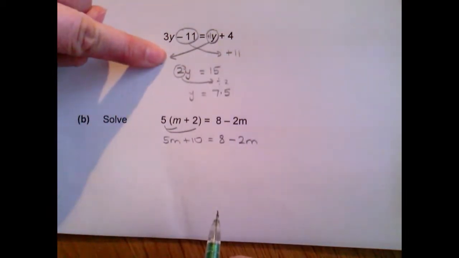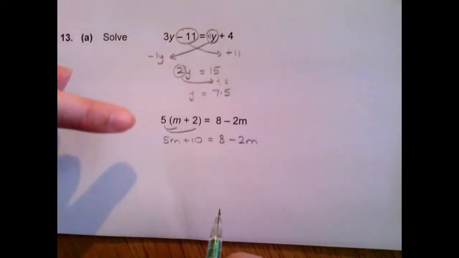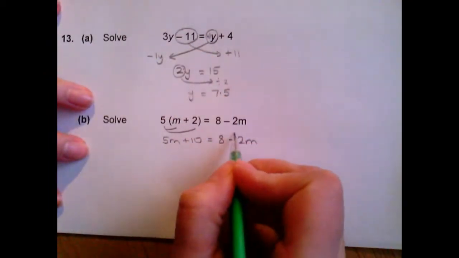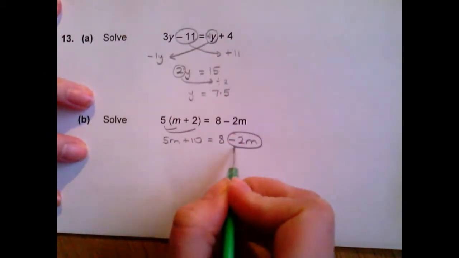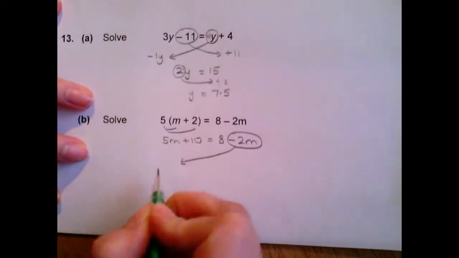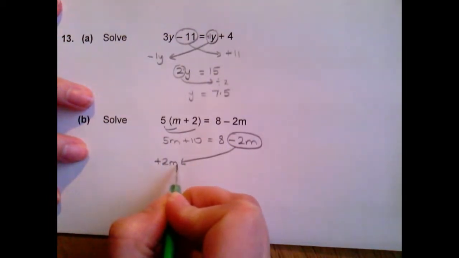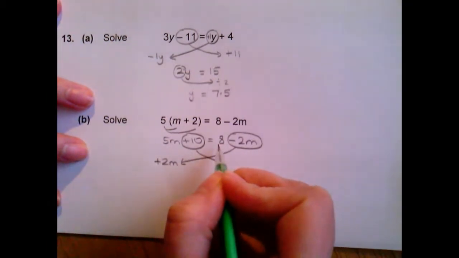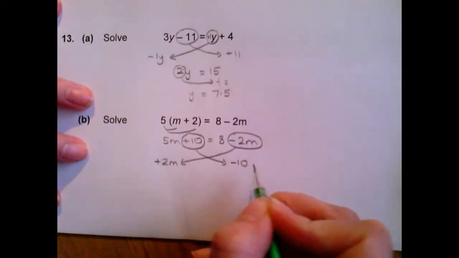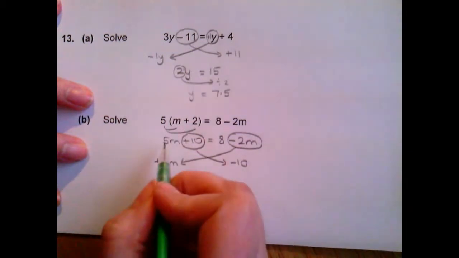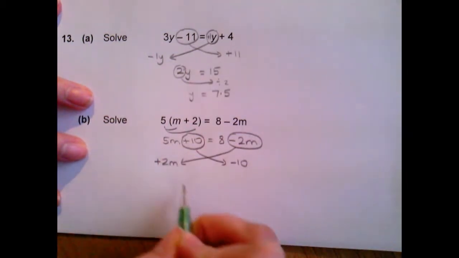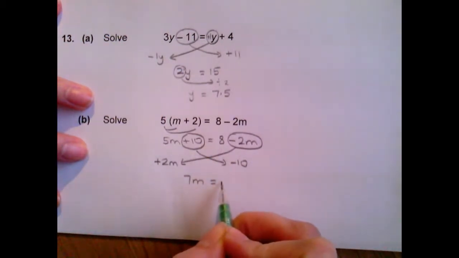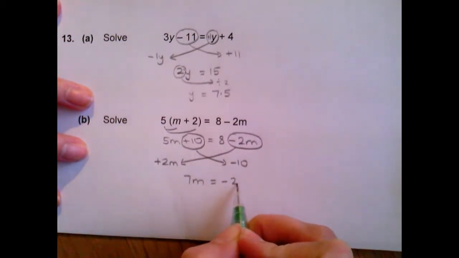And then follow the same method as the last question, where you get all the letters onto the first side, all of the numbers onto the second side. So this time it's a negative 2m that's coming over here to be with a 5m, so it turns into an add 2m. And the plus 10 is going over to the other side to be with the 8. But the plus 10 turns into a take away 10. So you've got 5m plus 2m gets you 7m, and 8 take away 10 gets you minus 2.